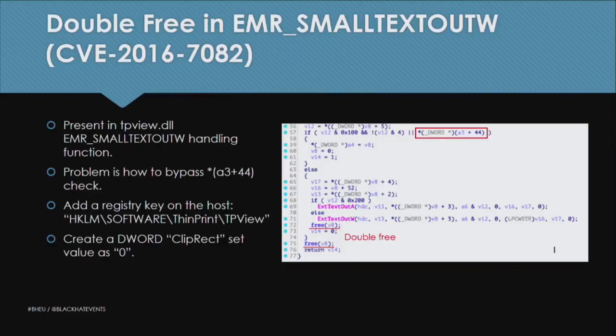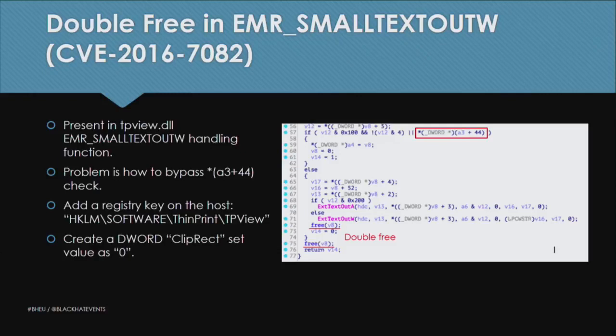Next, we will show you the details of these three CVEs and their patch codes for case studies. The first one I want to show you is CVE-2016-7082. It's a double free vulnerability in tpview.dll's EMR_SMALLTEXTOUT W record handling function. In this function, after some record data is parsed, the function tries to text out the text in the EMR_SMALLTEXTOUT W record.